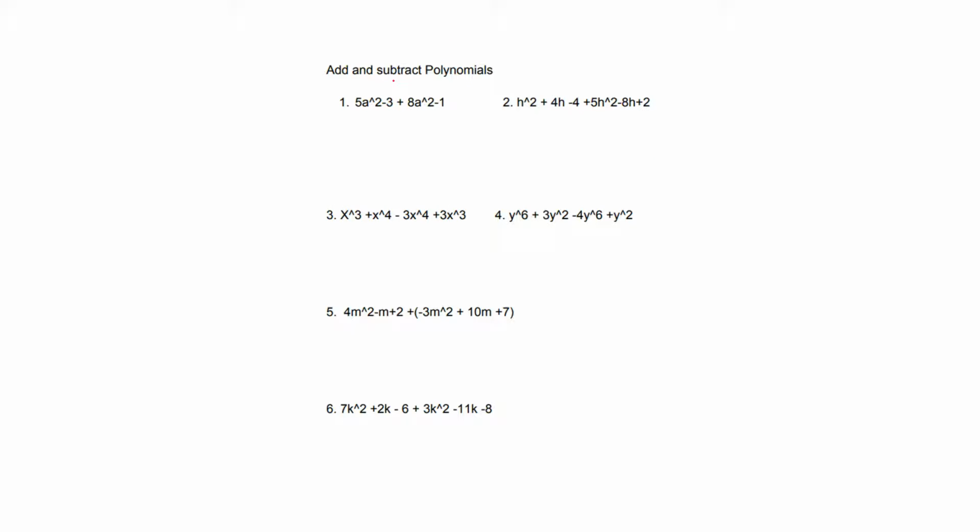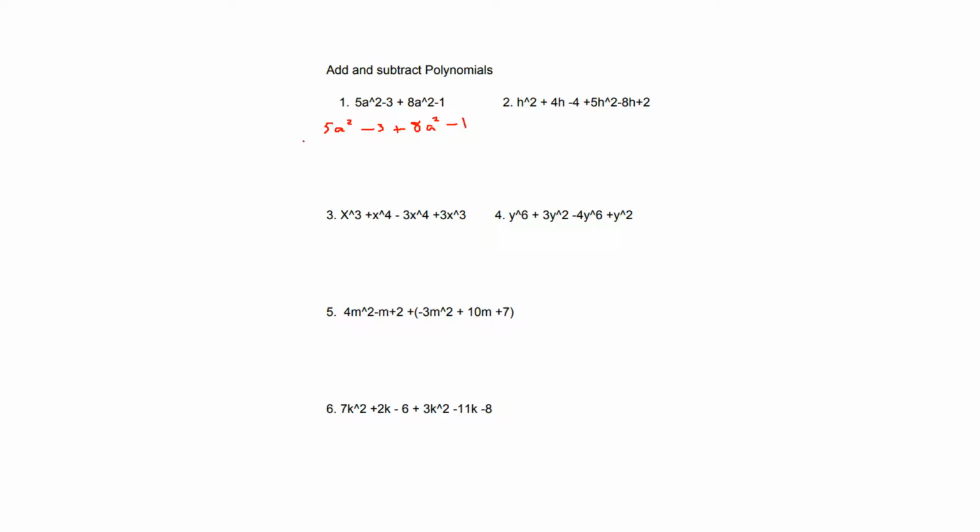Okay. For this next section, you need to add and subtract. So you can only do that when you have like terms. So for number 1, we have 5a squared minus 3 plus 8a squared minus 1.